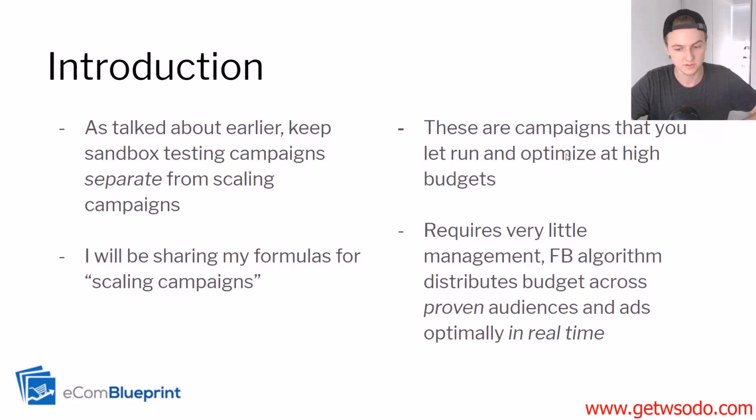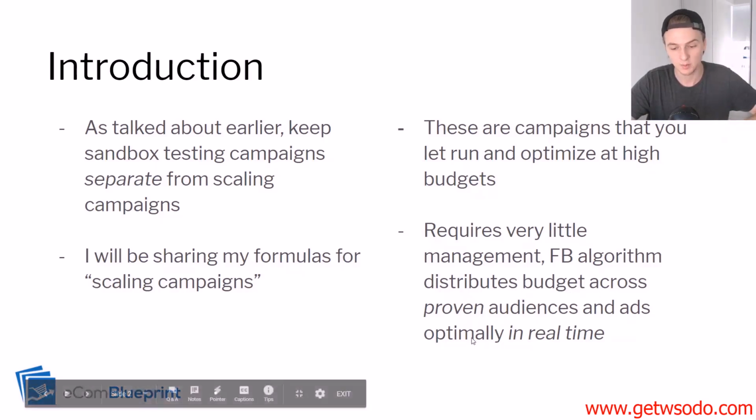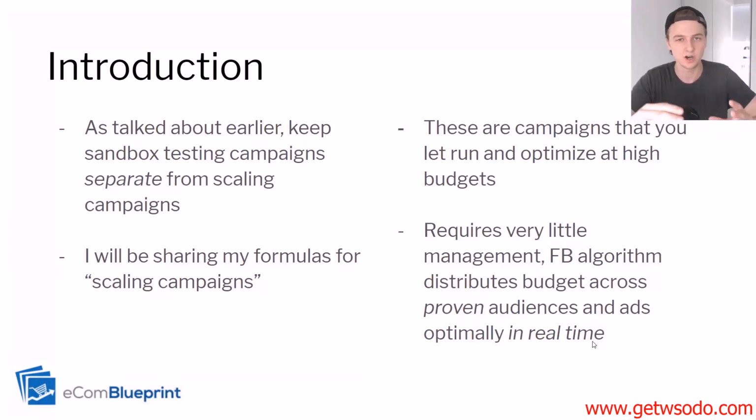These are campaigns that you just let them run. They optimize because they have a high budget, and so you just let them run and optimize. It requires very little management because the Facebook algorithm will distribute your budget across the proven audiences and ads optimally in real time, right? Inside of your scaling campaigns, you only have proven audiences and you have your top creatives. Facebook is going to decide which audiences to spend to, and then within those audiences, it's going to decide which ads to spend to, and all of this in real time.